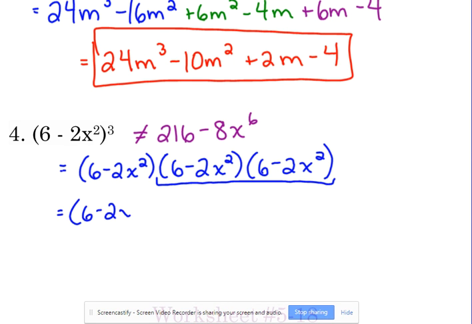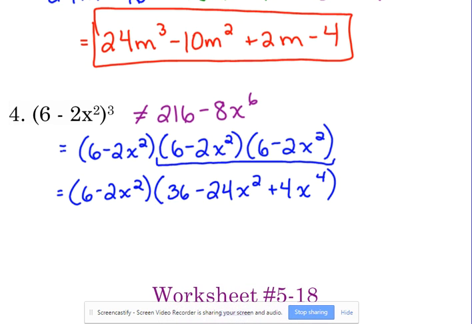So I'm going to bring the first one down, and I'm going to FOIL. I'm going to multiply, double distribute, whatever you want to call it. 6 times 6 is 36. The outside gives me negative 12x squared. The inside gives me negative 12x squared, so that's negative 24x squared. If you need to write out that step, that is perfectly fine. Do it. Don't skip it. Okay, but I've been doing this for a long time. I can skip it. And then the last, negative 2 times negative 2 is positive 4. x squared times x squared is x to the 4th.